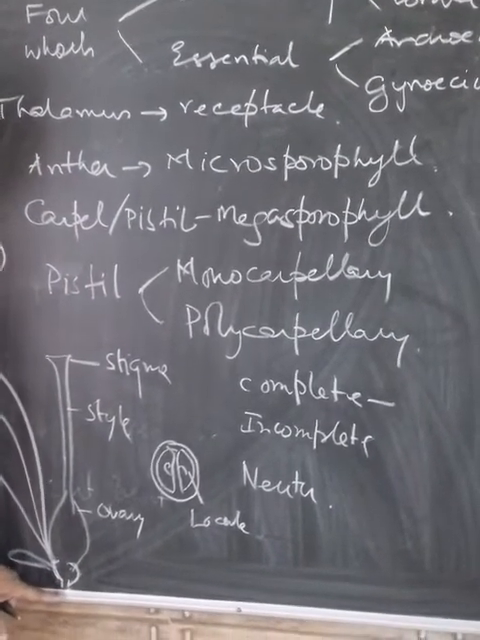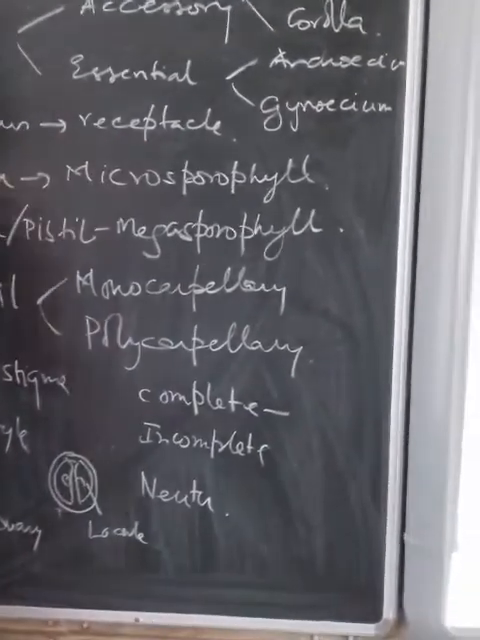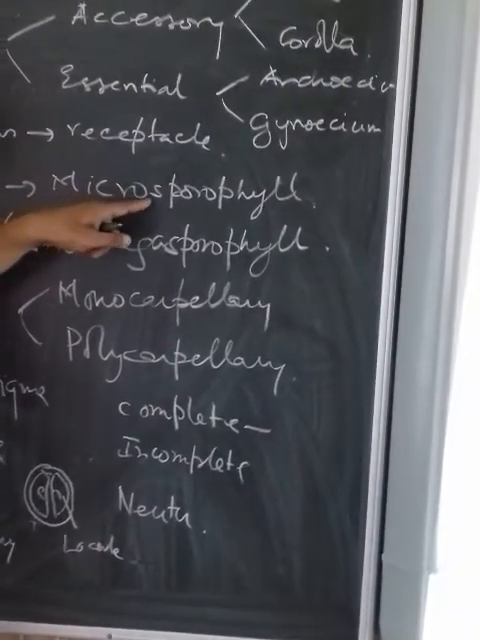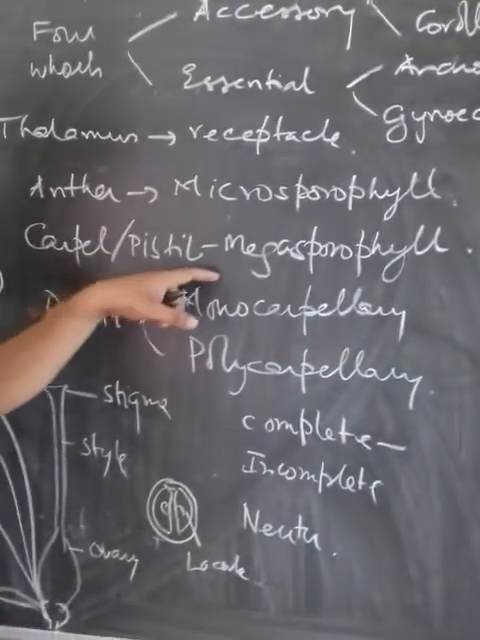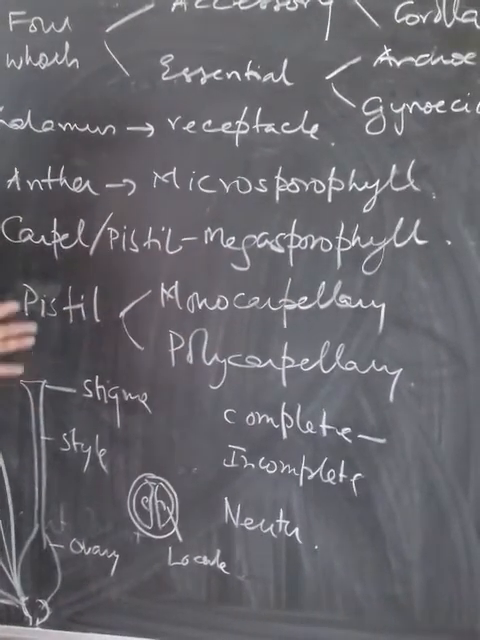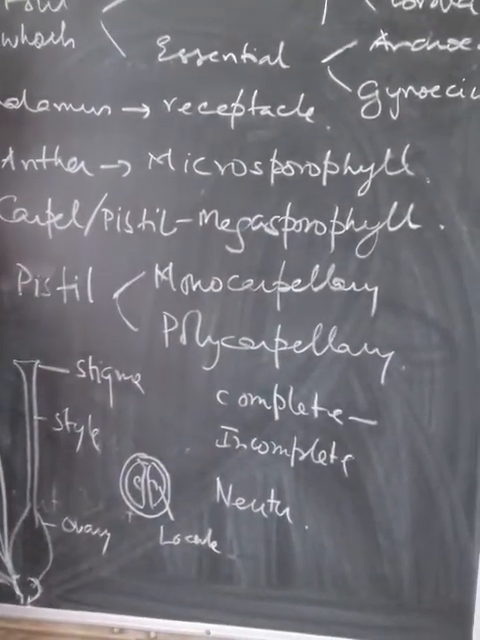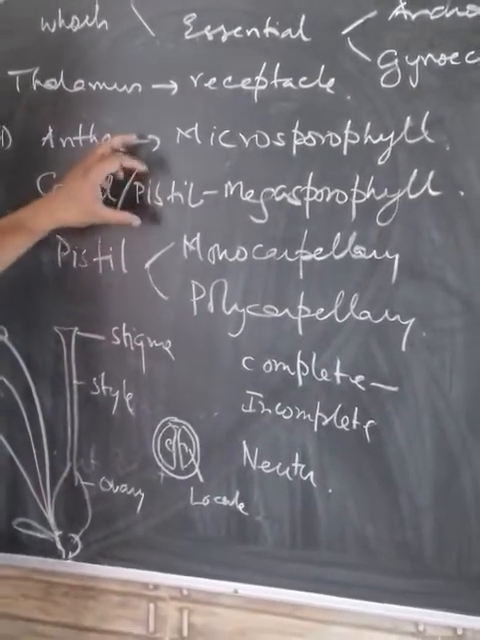Below the thalamus is the pedicel. Thalamus is also known as the receptacle. Anther has another name called the microsporophyll, and carpel or pistil, the female reproductive organ, has another name called the megasporophyll. The pistil can be monocarpellary or polycarpellary. I will try to tell about the anther first.